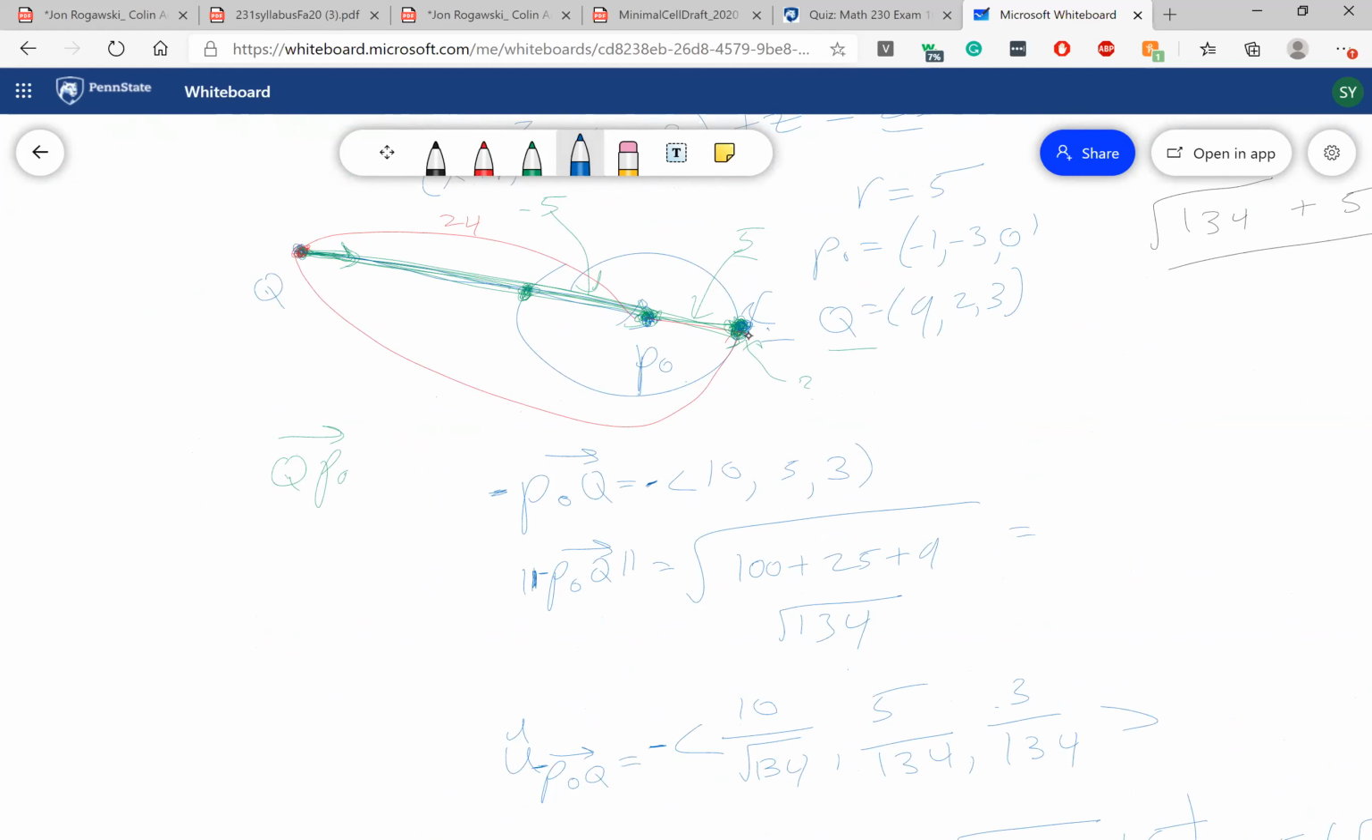My guess is they're not going to actually ask you a question like this. It's a little complicated, but the other one has been asked, so you should definitely know how to find the shortest and the longest distance from a point to a sphere. Any questions about this?